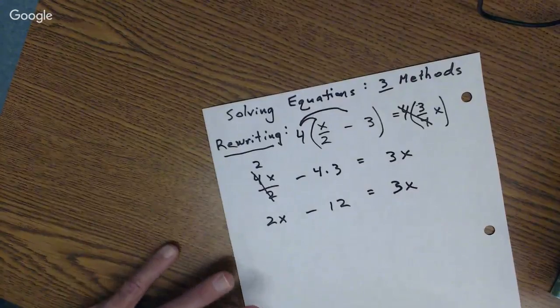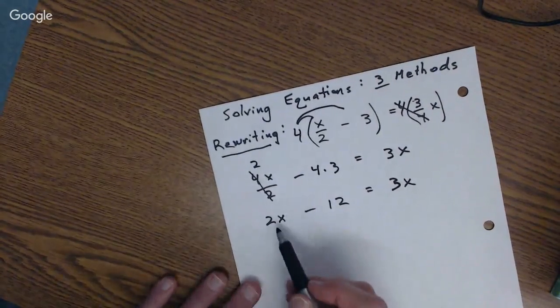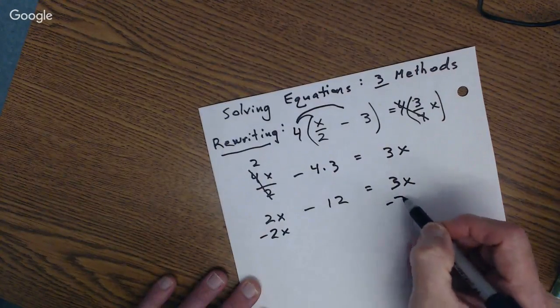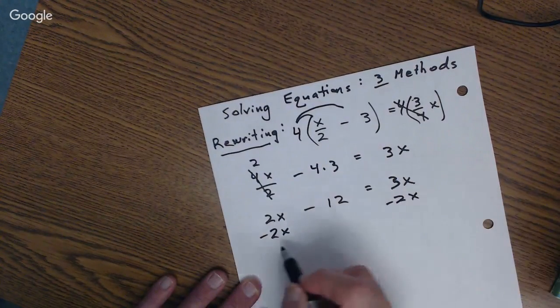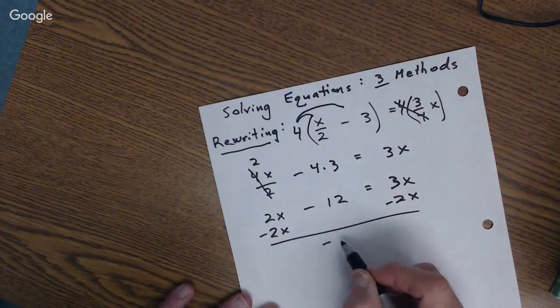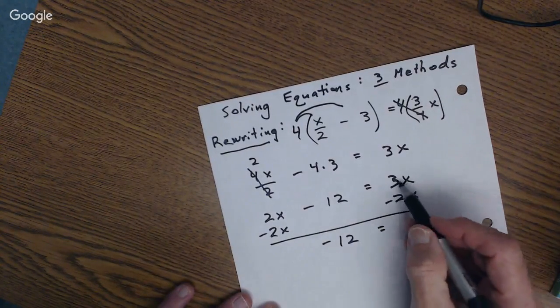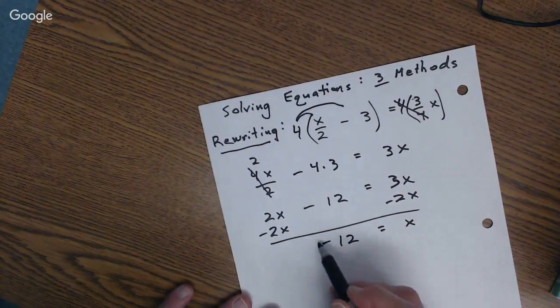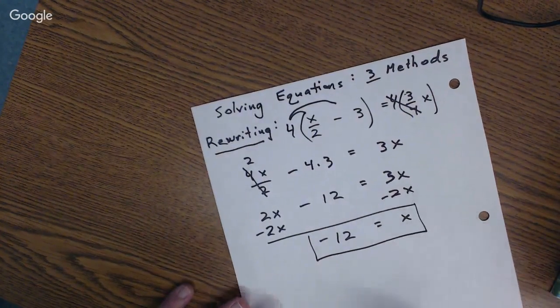And now I'm going to take this 2x and move it to the other side by subtracting 2x on both sides. So take away 2x on both sides of the equation, and I get negative 12 equals 3x minus 2x. Take away 2x is just 1x. So that's my solution: x equals negative 12.